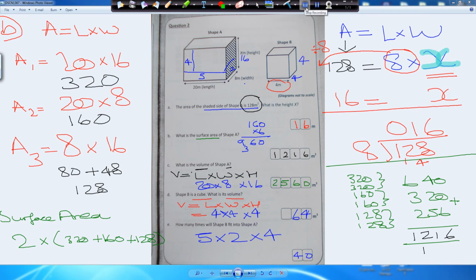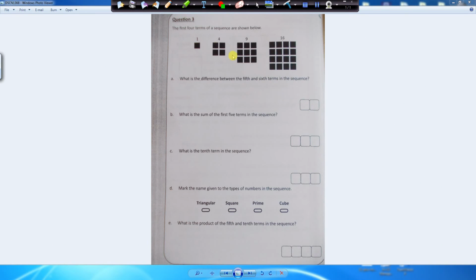Okay, question number 3 should be a nice quick one. The first 4 terms of a sequence are shown below. Sequence, in other words, a number pattern here. What is the difference between the 5th and the 6th? Let's quickly fill them in. The first one we have is 1, then we go to 4, then 9, and then 16. We know these numbers are called square numbers. First, second, third, fourth. So the next one should be 25, and the next one should be 36.